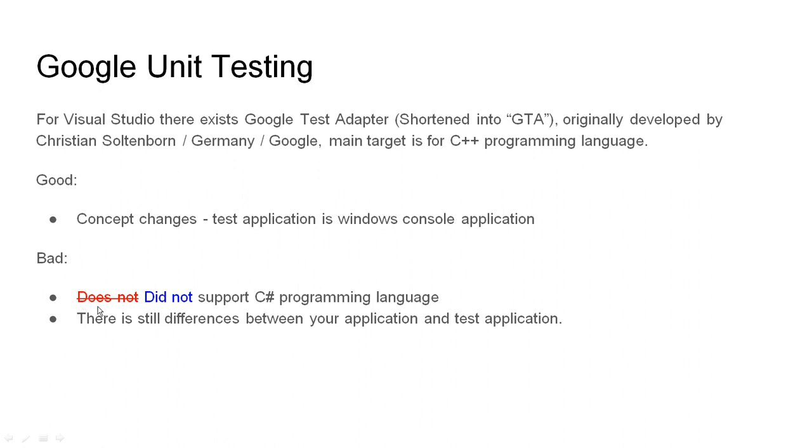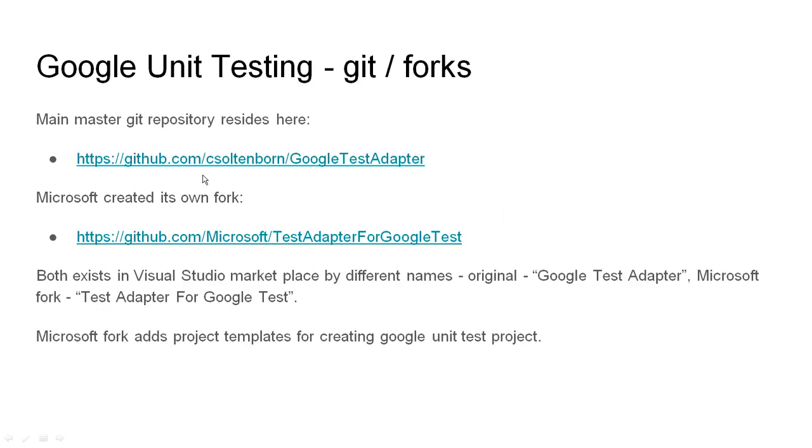The bad part is that it did not support the C# language, or actually I have added support for C#. But there are still differences between your official application and the test application. Google Test Adapter resides on GitHub in this repository, and Microsoft has created its own fork, named slightly differently: Test Adapter for Google Test. Both exist on the Visual Studio Marketplace, and they are actually two Visual Studio extensions which conflict with each other.